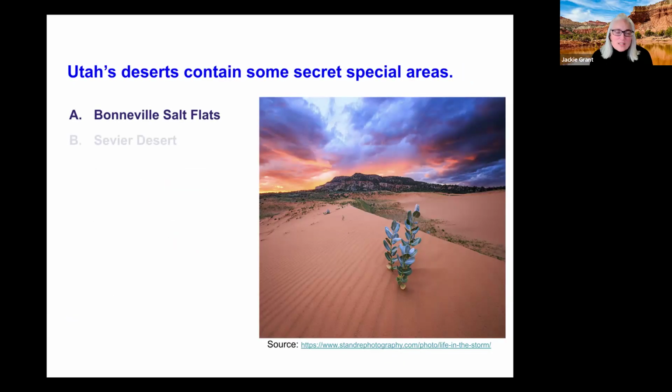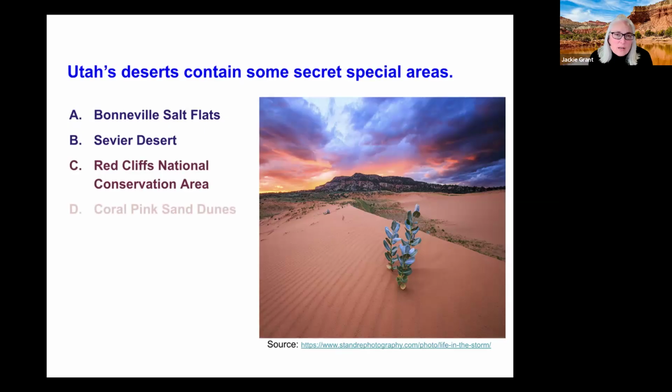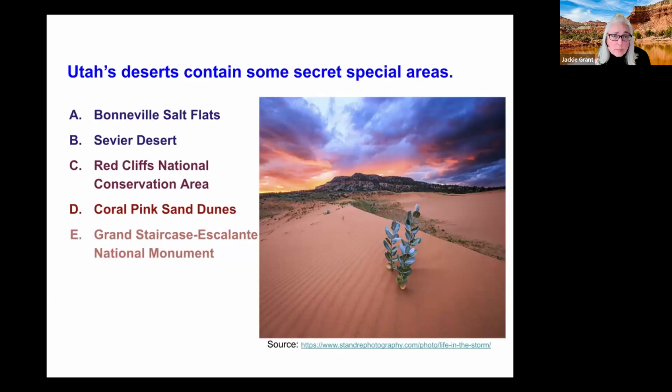All right, some of Utah's deserts have very special areas within the desert as a whole. So up in the northern part of the state, we could consider the Bonneville Salt Flats as part of the desert because that's an area where there used to be water and the water has dried up, as most of the folks up in the Wasatch Front know. The Sevier Desert is more towards the middle of the state and it formed in a similar way. The dry Lake Sevier is the main feature of that desert. And both of those deserts are part of the Great Basin Desert.